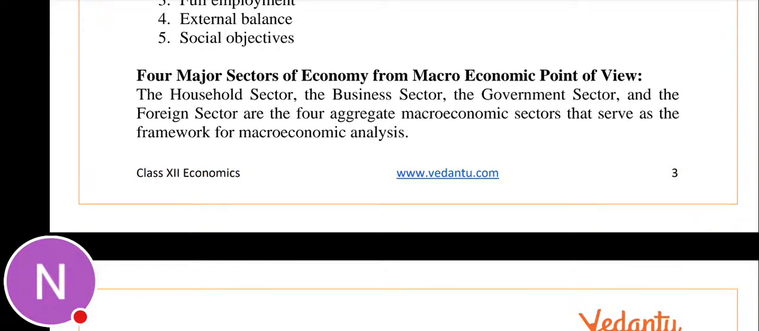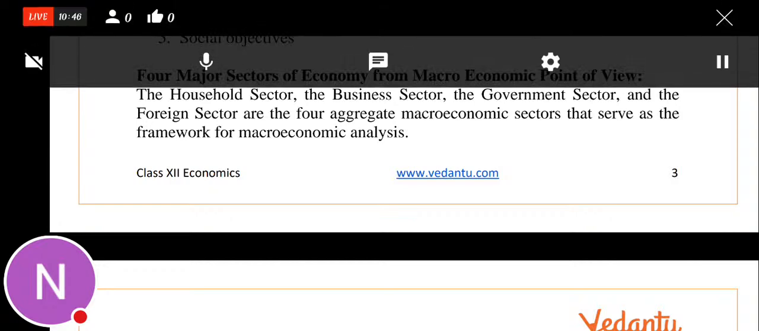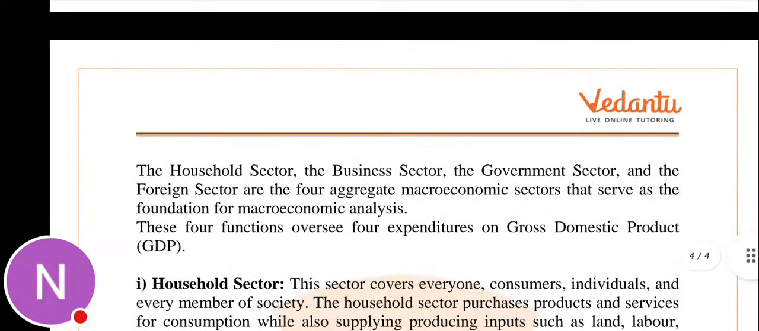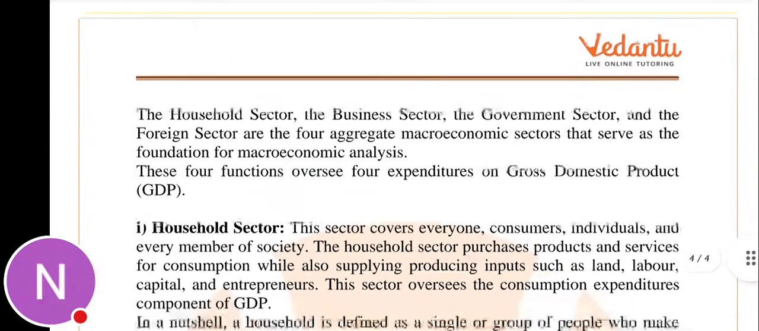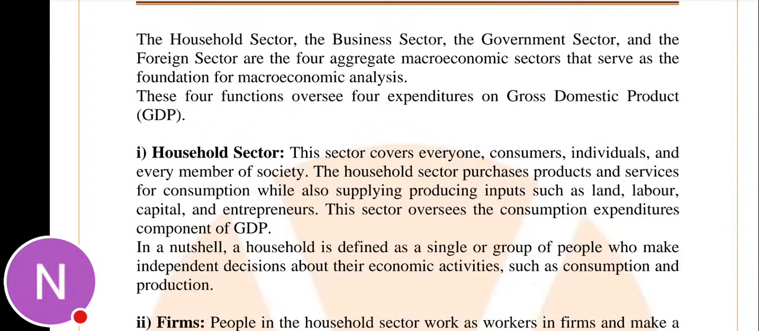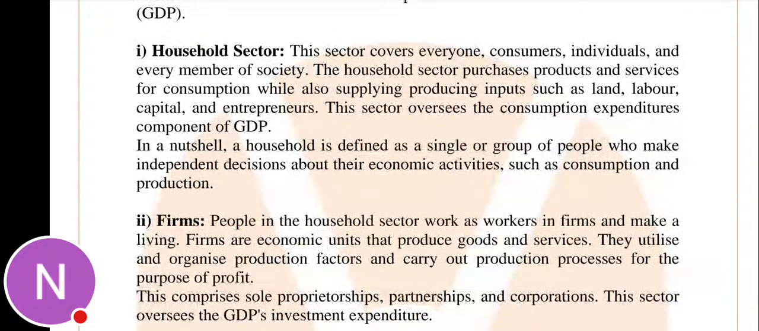The four major sectors of the economy from a macroeconomic point of view are the household sector, business sector, government sector, and the foreign sector. So now let us know. It is also the four sources of expenditure for gross domestic product. The household sector covers everyone: consumers, individuals, and every member of society. The household sector purchases products and services for consumption, while also supplying productive inputs such as land, labor, capital, and entrepreneurs.